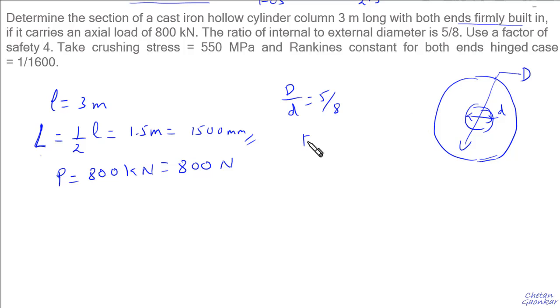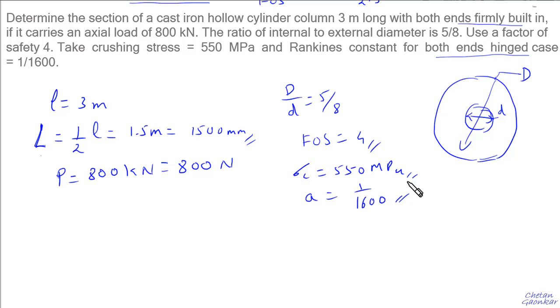Factor of safety he is asking us to consider as 4. We need to take the factor of safety as 4. The crushing stress sigma C is given to us, which is 550 megapascals. And the Rankine's constant, they have given it for the both end hinge case, but we will take it for the firmly built or the fixed end case, which is nothing but a is equal to 1 divided by 1600. Okay, for all this we need to determine the section.